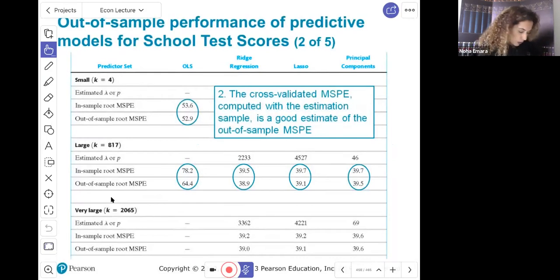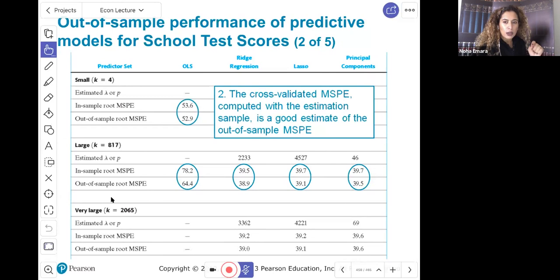One way to assess whether my estimator is performing well is to compare the standard error in sample versus out of sample. If I don't see large variation, then you're doing fine. So what you can see here is that for the OLS, in the small sample, I don't have big variation between 53.6 and 52.9. So OLS is doing fine with a small sample. When I jump to the large sample, I can see a deviation between 78.2 and 64.4. So the amount of variation gets wider, and the OLS is not performing really well.